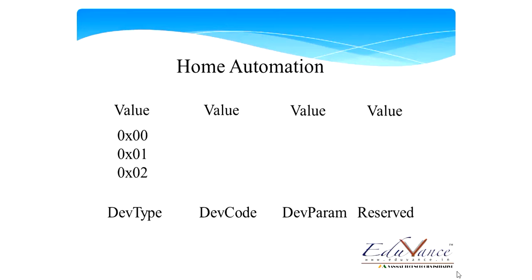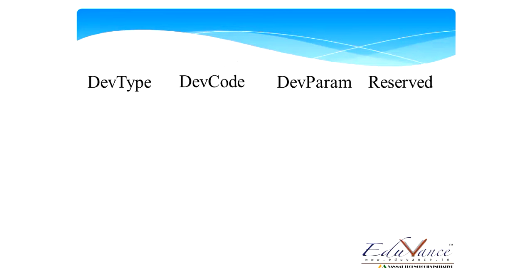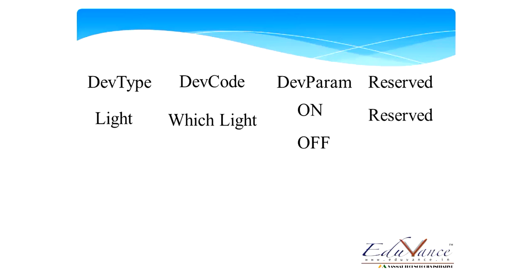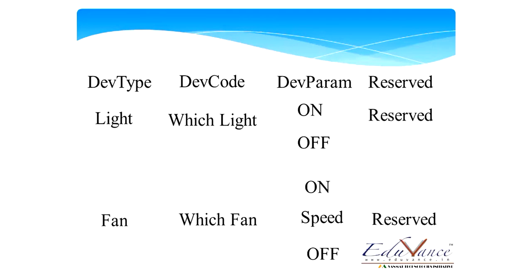So now let us segregate and understand what happens how. We have our device type, device code, device parameter and the reserve. Our device type will be light, device code will be which particular light, and the parameter will be either turning on the light or turning off the light. We'll have to give different numbers to turn on and turn off the light, and some reserved value. Then another type might be fan. Device code will be which fan, the device parameter can be on, off or speed, and reserved.